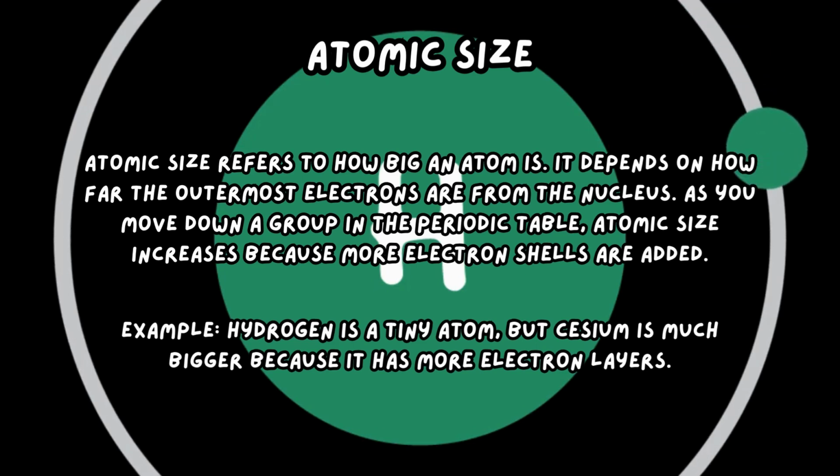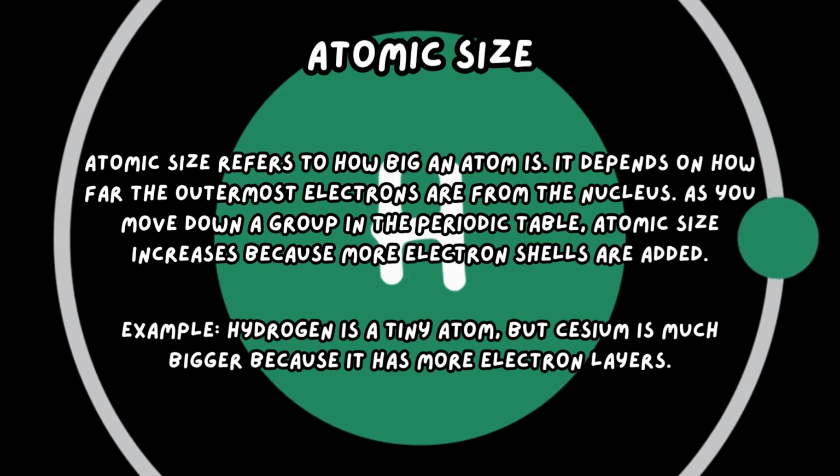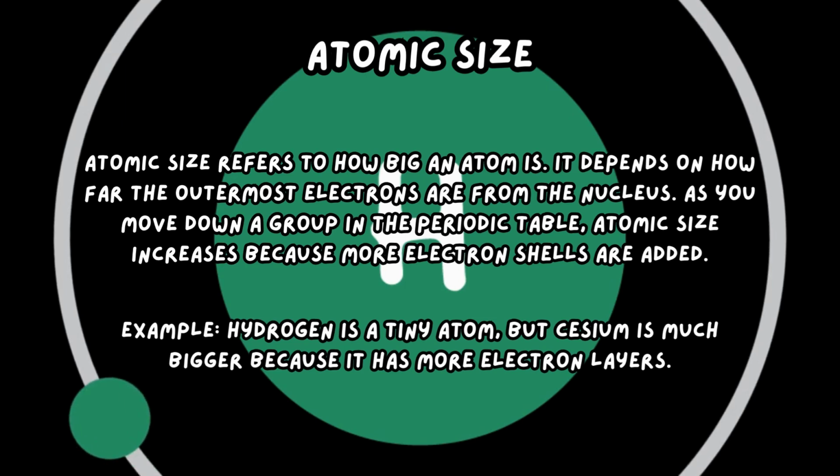Atomic size. Atomic size refers to how big an atom is. It depends on how far the outermost electrons are from the nucleus. As you move down a group in the periodic table, atomic size increases because more electron shells are added. Example, hydrogen is a tiny atom, but cesium is much bigger because it has more electron layers.